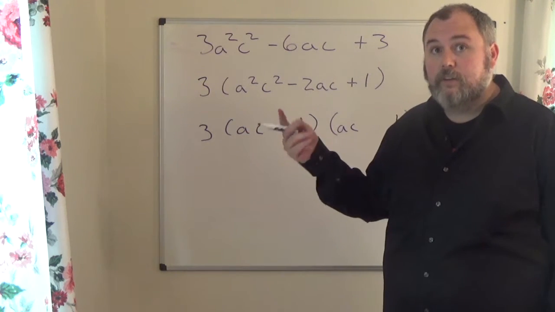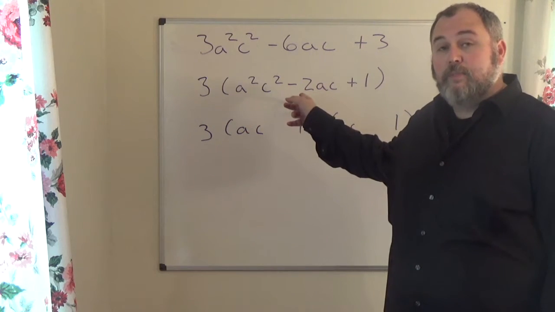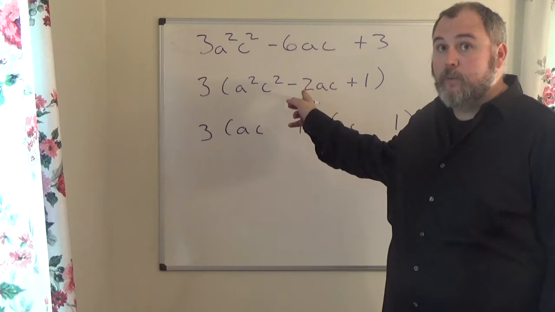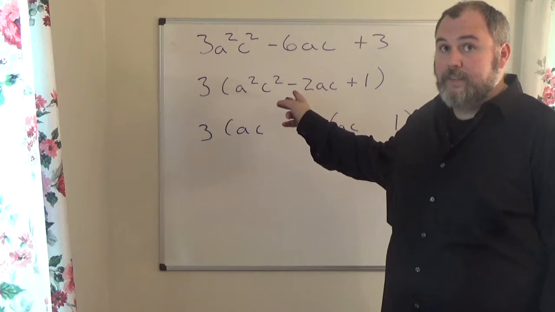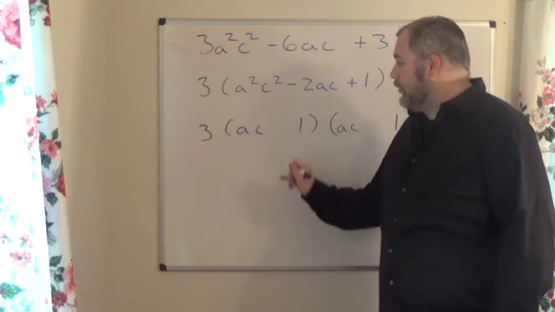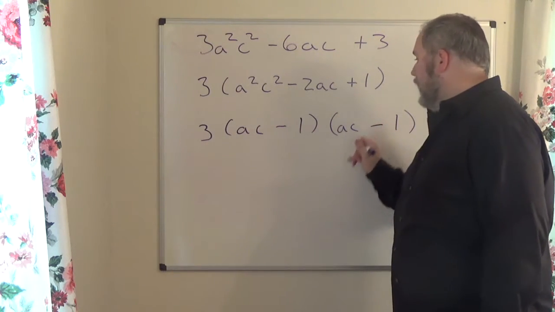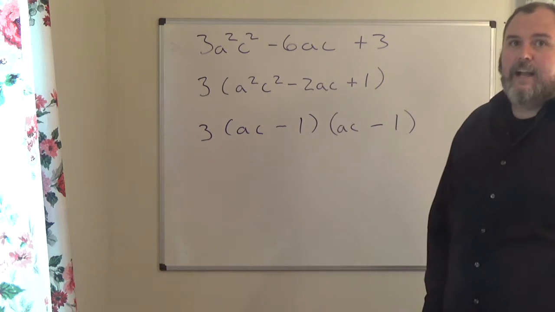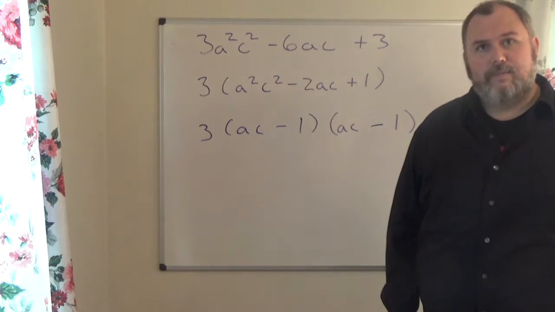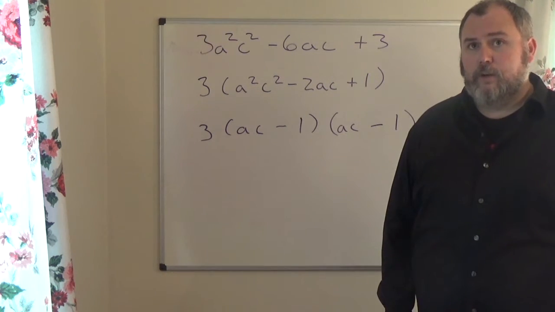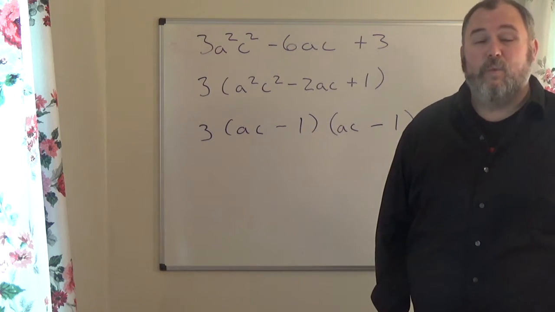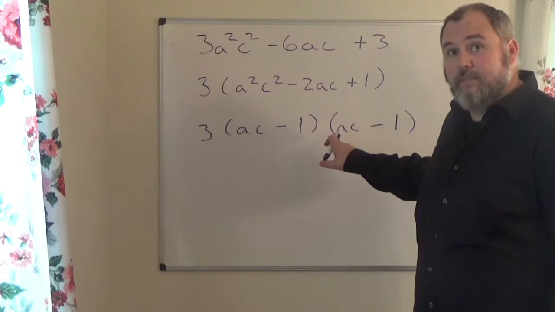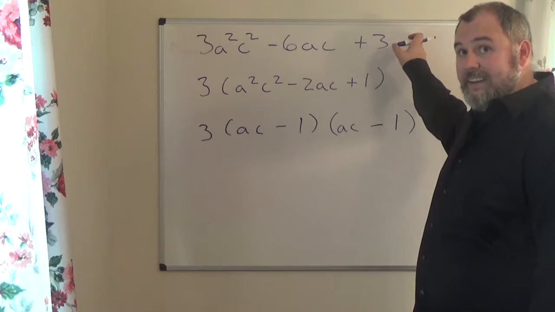How can we tell the difference? It's by the middle term. For the square of sums, the middle term would have been positive. For the square of differences, the middle term is negative. So it is quite possible that our factorization is this: 3 times ac minus 1 times ac minus 1. So you're probably like, oh, let's just stop and move on from there. But we're not. We need to double check to see if this can get us back to this.